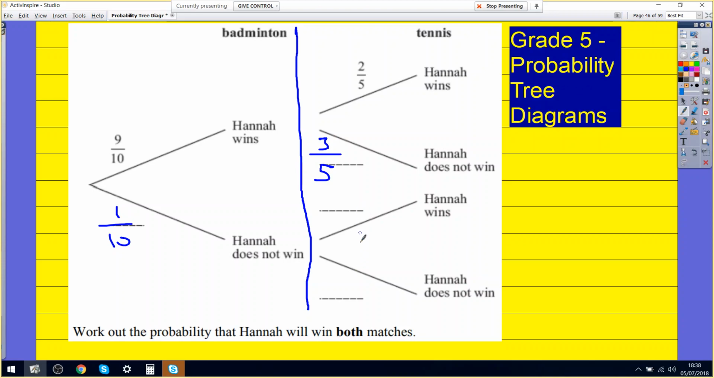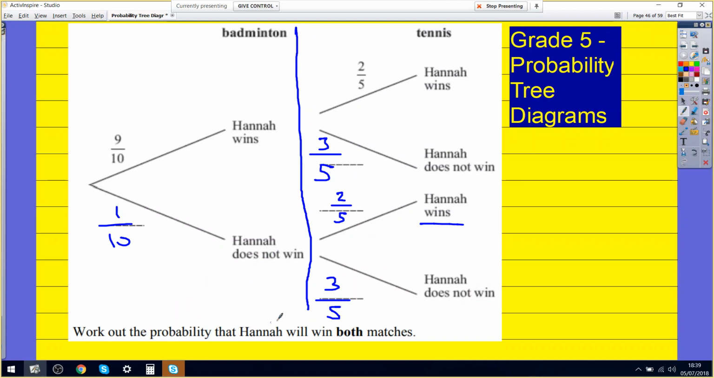And any idea about what goes in these two? Would it be like something out of 5? Yeah. And so basically you can see how it's tennis again. That would be 3 over 5 for the first bit, and then 2 over 5. The first bit is that she wins. So would that be 2 over 5 again? Yeah. And then 3 over 5. That's it. And so basically if she wins or loses badminton, it doesn't affect her tennis game. It's just simpler to write it out twice. So the exact same thing twice.